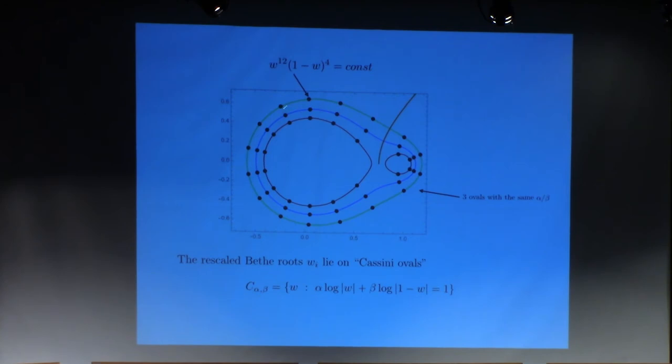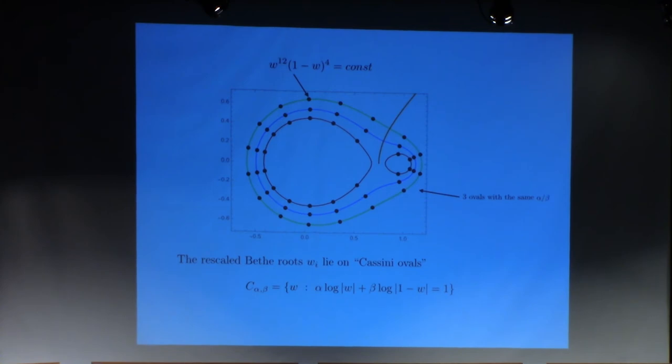For example, suppose my two constants were 12 and 4. Then, to get the roots, these beta roots, I just need to solve a single polynomial equation: w to some power, 1 minus w to some power equals a constant. So these roots turn out to lie on some nice friendly curves in the plane called Cassini ovals. Cassini ovals are the locus of points such that the sum of the logs of the distances to 1 and 0 is a constant, like 1.